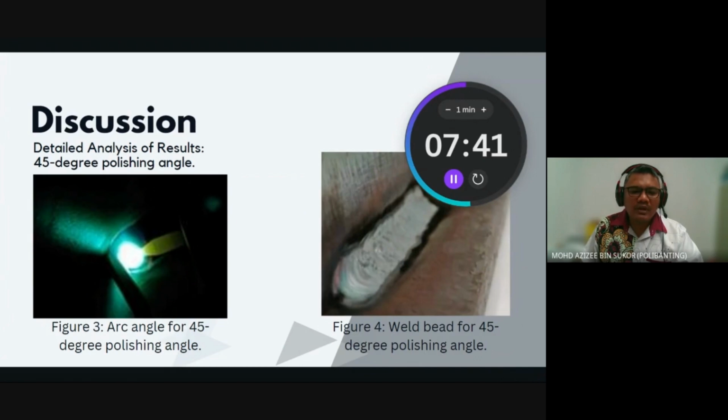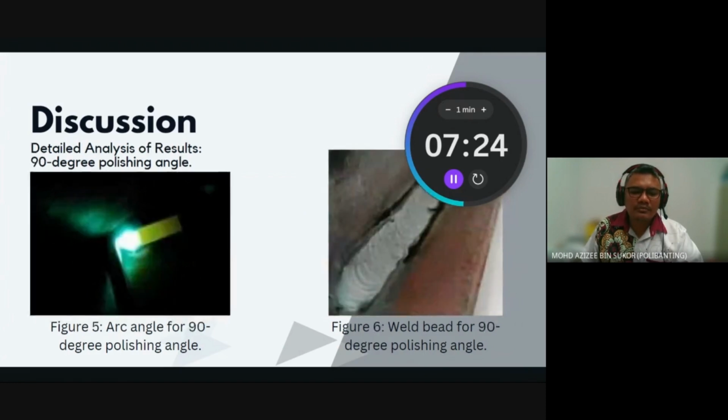For the 45-degree polishing angle, it created a moderately sized arc and molten pool as shown in figure 3 and 4. Metal accumulated more than it spread, resulting in a narrower but taller weld bead. Suggested advantage for applications that require a thicker weld.